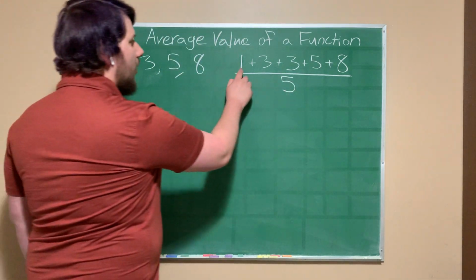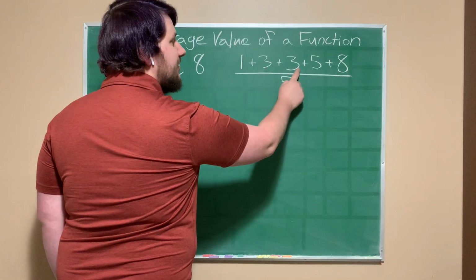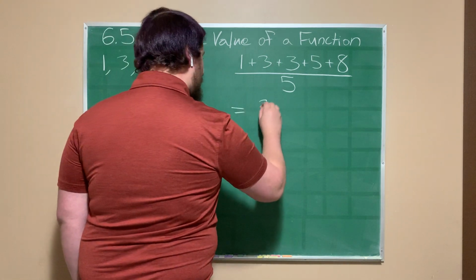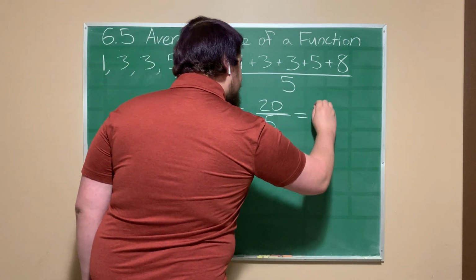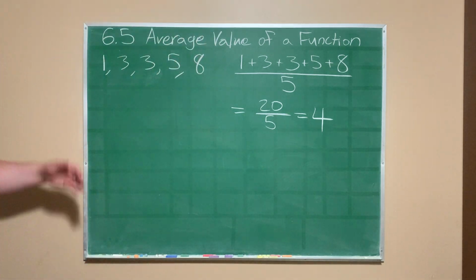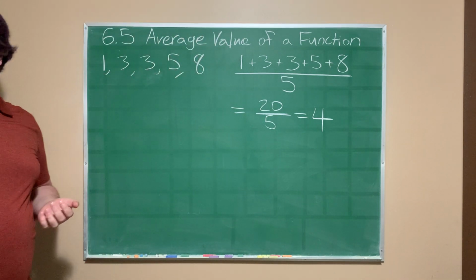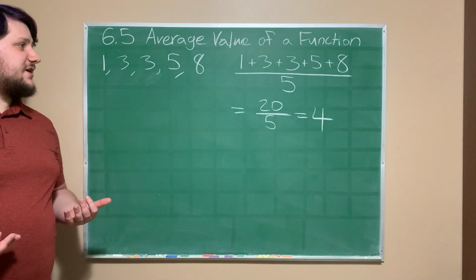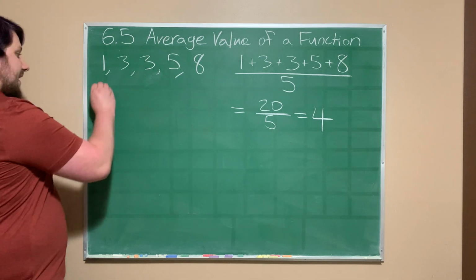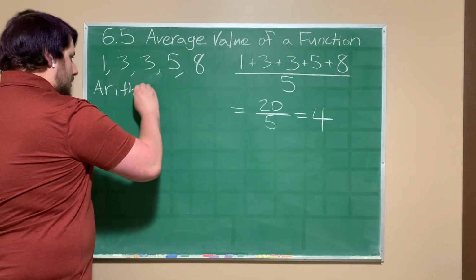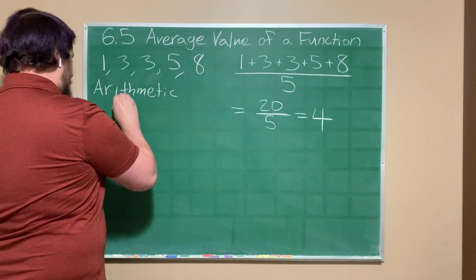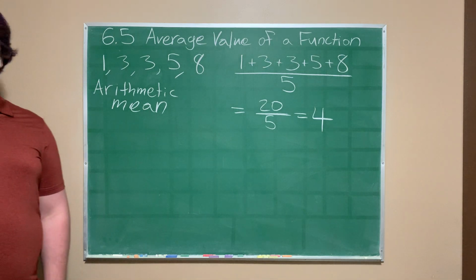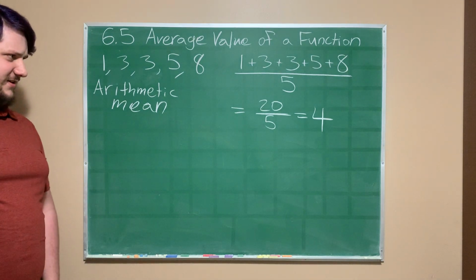So when we add this up, 1 plus 3 is 4, plus 3 is 7, plus 5 is 12, plus 8 is 20. So we get 20 divided by 5, which is precisely 4. So we would say that the average value of the numbers in this list is 4. Okay, so let's see if we can take this strategy here. By the way, another name for this is the arithmetic mean. So if you're a statistician or concerned with statistics at all, this phrase should mean a lot to you.